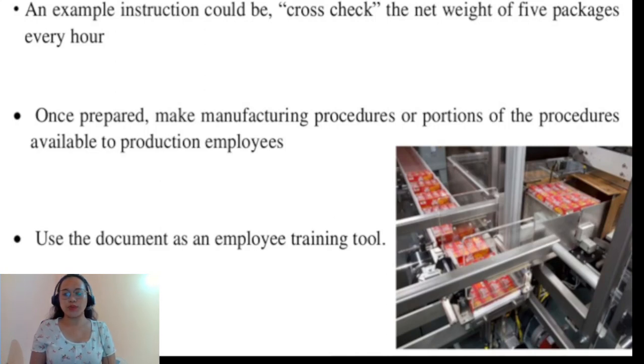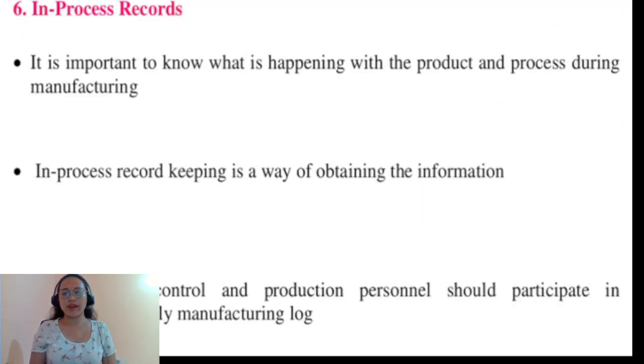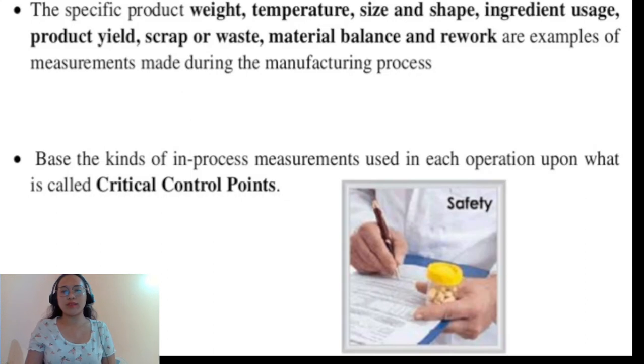Then in-process records, it is important to know what is happening with the product and process during manufacturing. In-process record keeping is a way of obtaining the information. Both quality control and the production personnel should participate in maintaining a daily manufacturing log. So the specific product, weight, temperature, size, and shape, ingredient usage, product yield, scrap or waste, material balance, and rework are examples of measurements made during the manufacturing process.